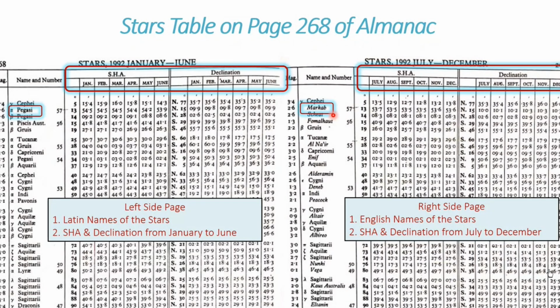Now, as far as our exams are concerned, we always use the English names of the stars. So whenever you are required to identify and list down the stars, you will be picking up the English names, irrespective of the month of the year, whether it is January or June or July or December, any month of the year. That means the name from the right hand side page of the table. So if you are picking up the second star, even for the month of January, the star will be named Markab and not Alpha Pegasi.